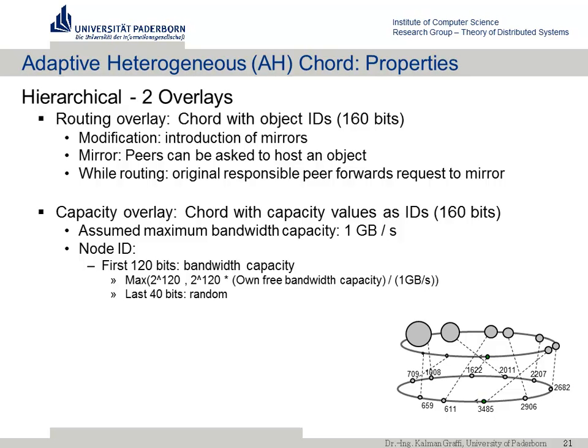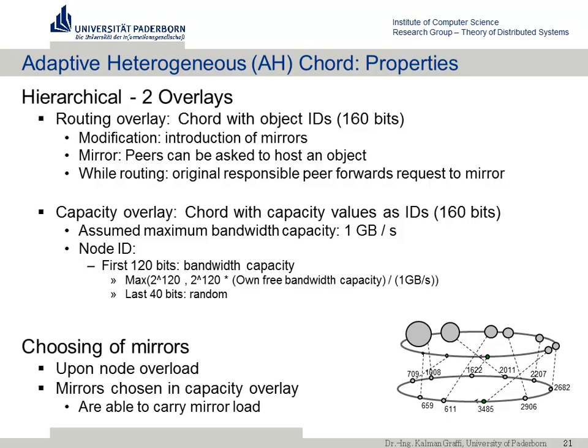This is the maximum, and every node basically calculates its own bandwidth capacity and puts it as its ID. So this is how you come up with your capacity ID. And what is this good for? Every node has a place here and a place there, so you operate both of your overlays, and this network is used to store files and to retrieve them.